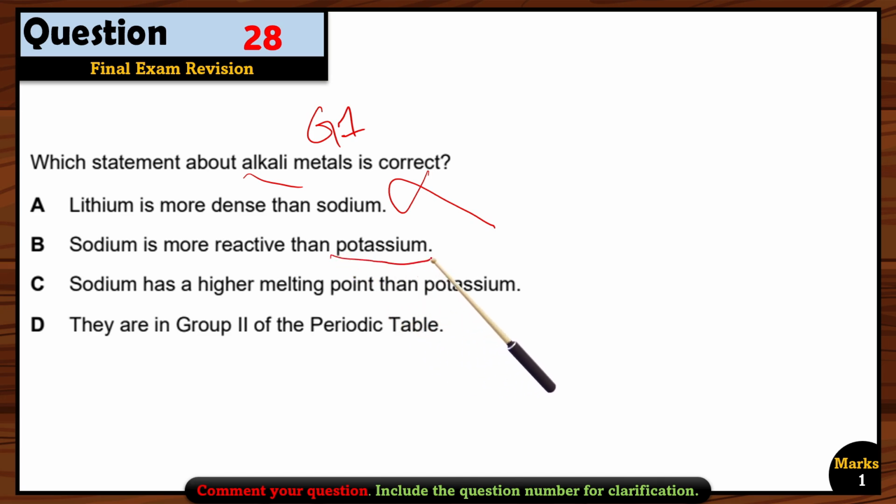So it means potassium is more reactive. Okay. Sodium is less reactive. Potassium is more reactive. So this option is also now wrong. C. Sodium has a higher melting point than potassium.